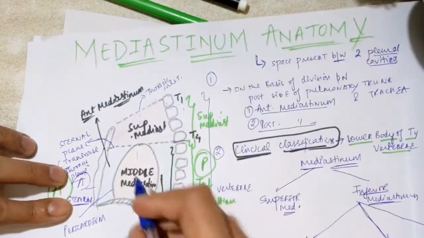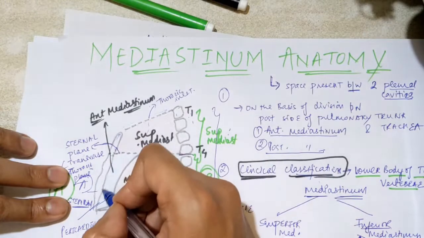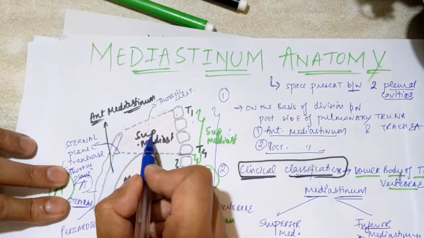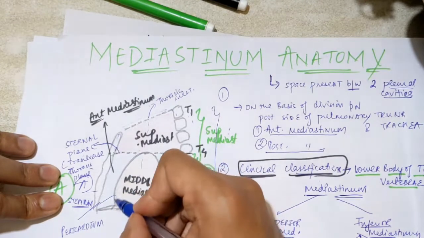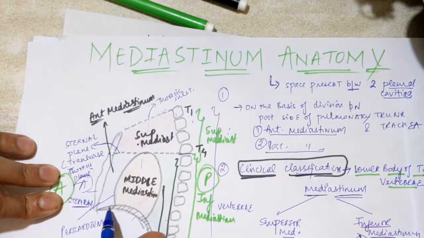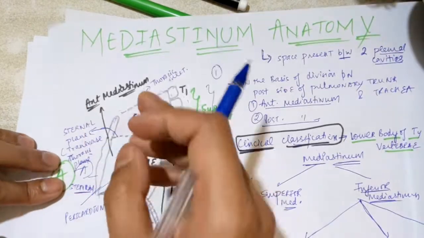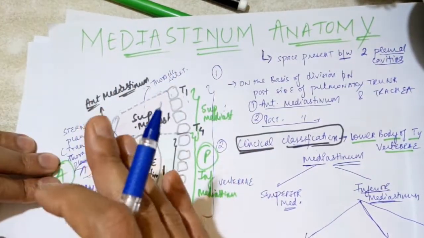Now comes the anterior mediastinum. For the anterior mediastinum, again anteriorly sternum. Superiorly there will be your superior mediastinum, or you can say the sternal plane. Posteriorly there will be the pericardium, and inferiorly diaphragm. Laterally it is the same: in each part there will be the mediastinal pleura on each side.